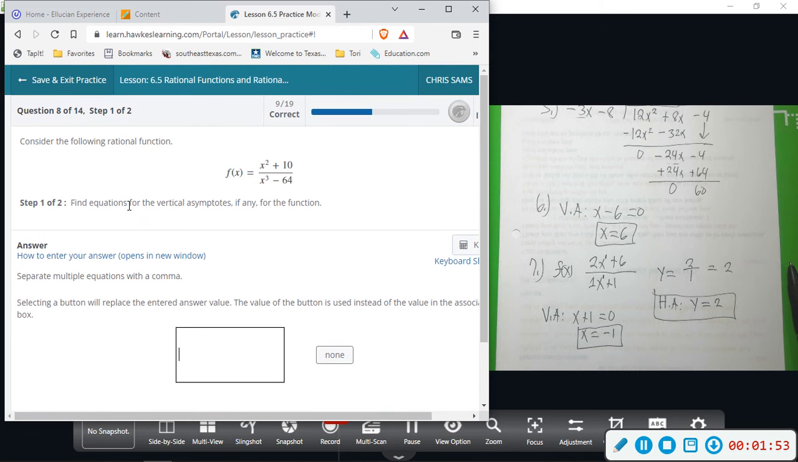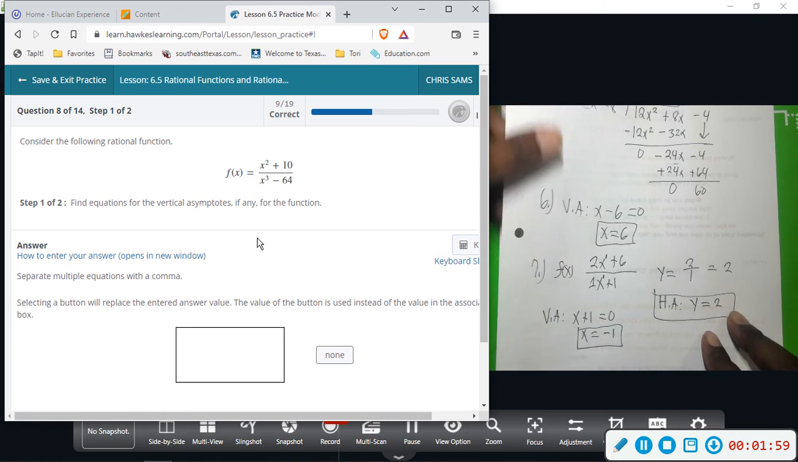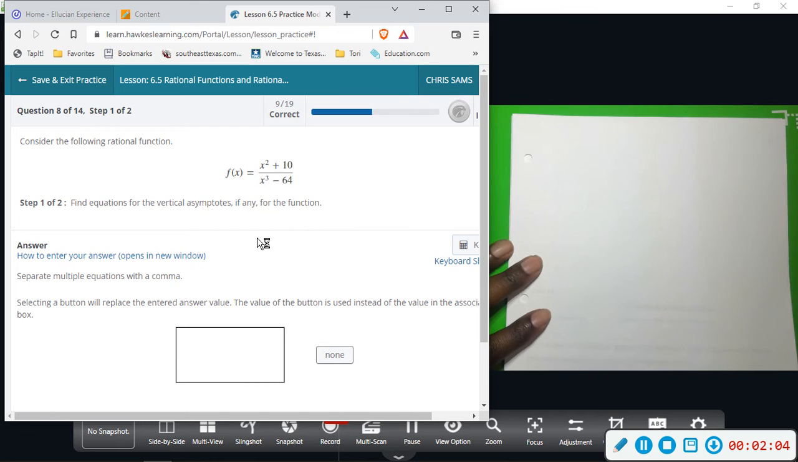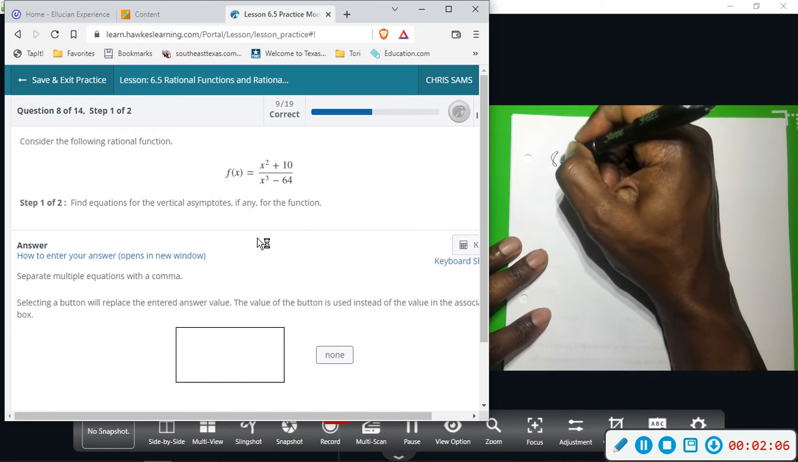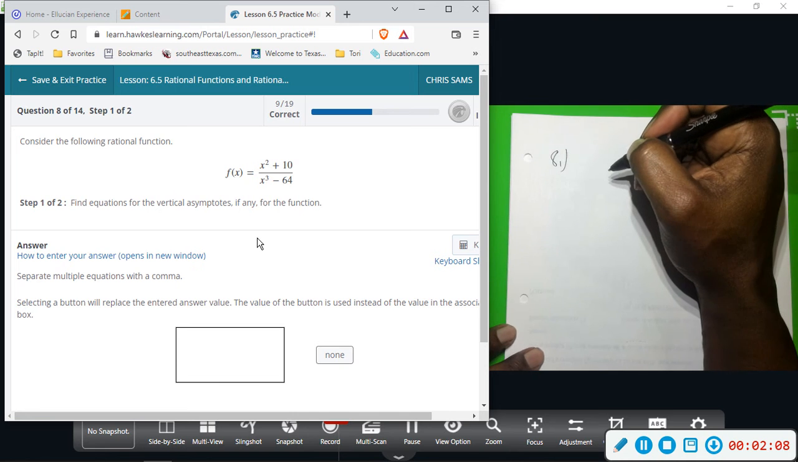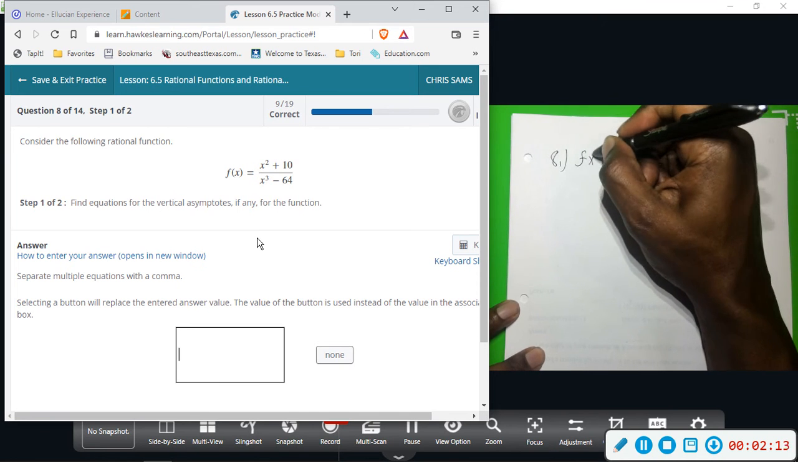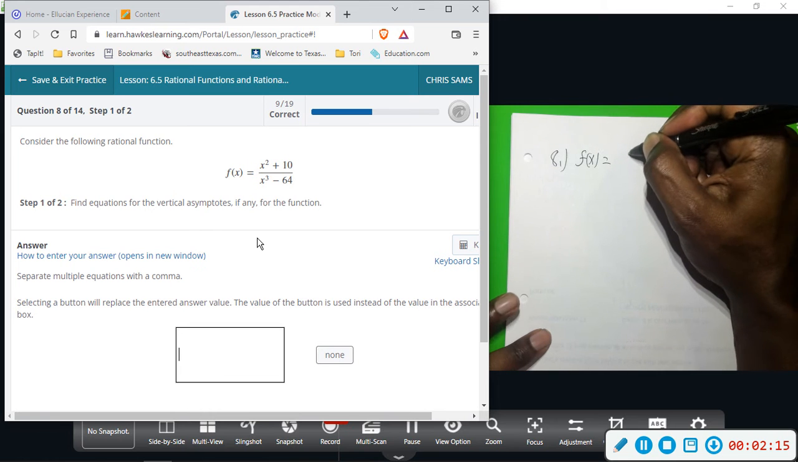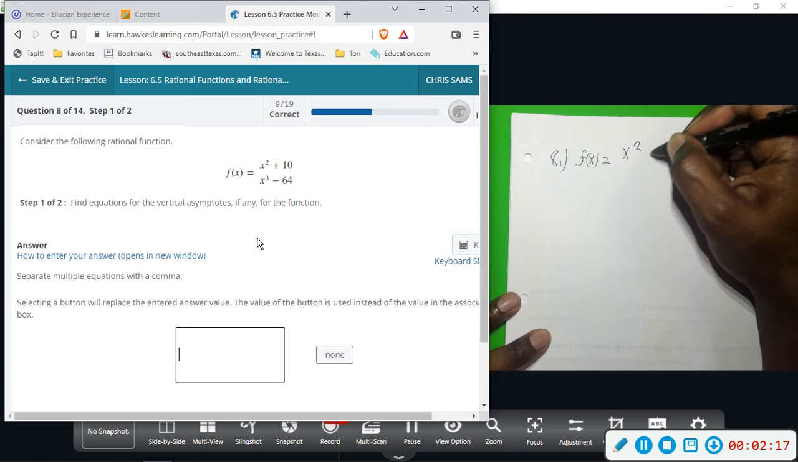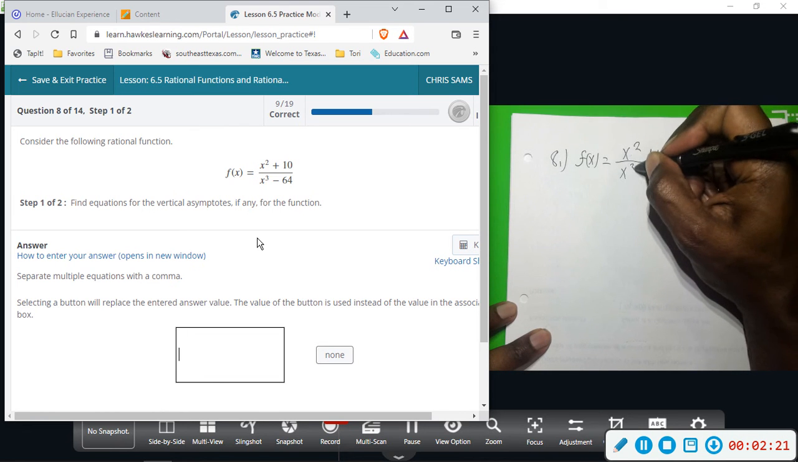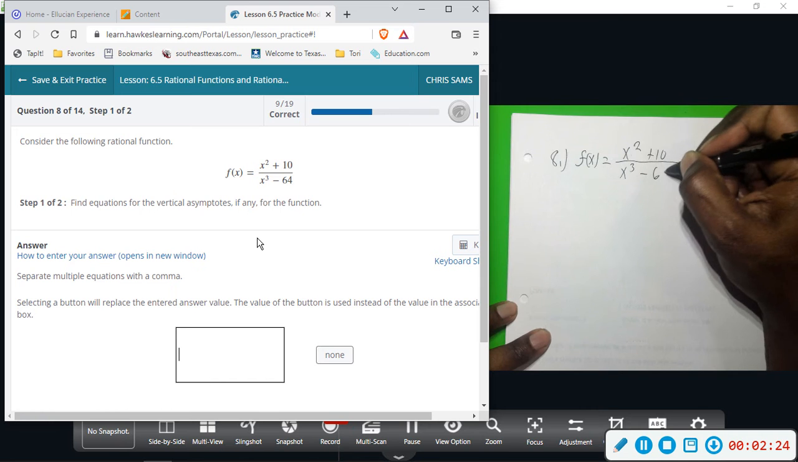Alright, so number 8. We've got 2 parts. We're going to find the equation of the vertical asymptote, if any. So number 8, we are going to set the denominator equal to 0. We have x squared plus 10 over x cubed minus 64.